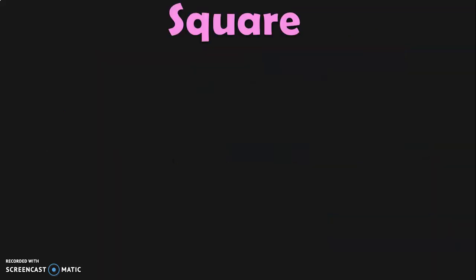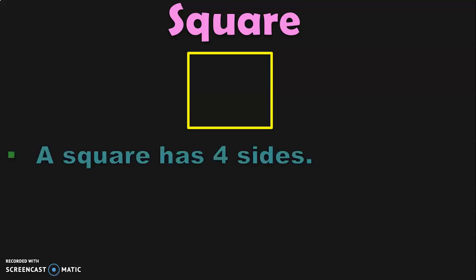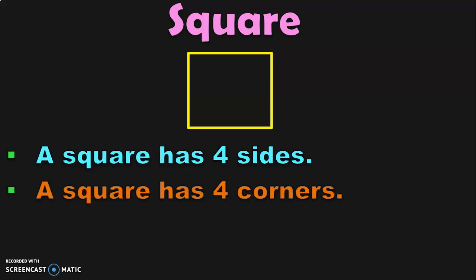The first shape that we are going to see is a square. What is a square? This is a square and it is created with the help of four straight lines. Here we have two sleeping lines and two standing lines. So what are the properties of a square? A square has four sides. A square has four corners. As you can see, there are four corners and four sides in a square.